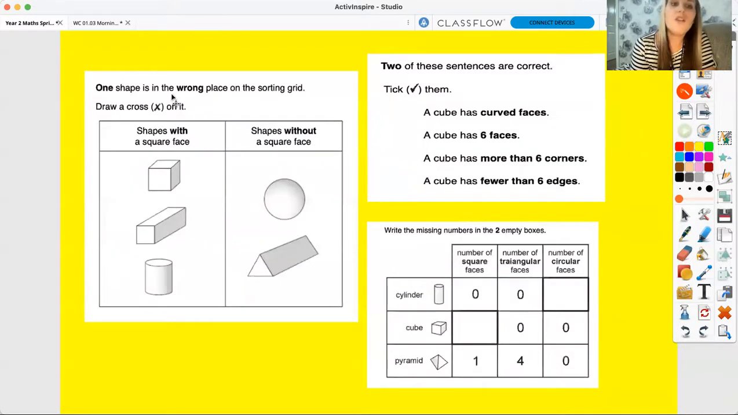And then one shape is in the wrong place, put a cross on it. So which shape is in the wrong place? This part, 2 of these sentences are correct. Tick them. Which 2 of these are correct? And you need to write in the missing numbers. You should just be able to use the sheet that we've already done for that.